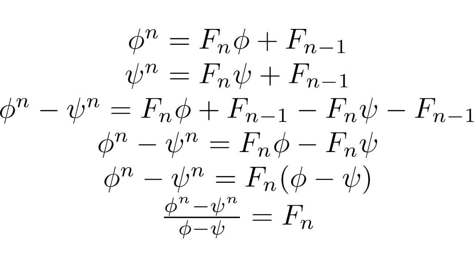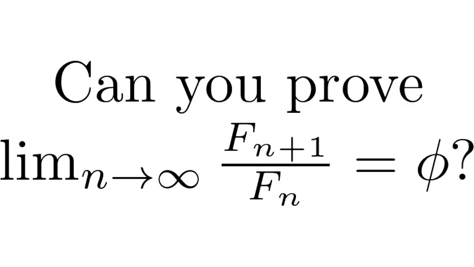Next, with a bit of algebra, we see that phi to the n minus psi to the n equals f of n all multiplied by phi minus psi. Rearranging this gives phi to the n minus psi to the n, divided by phi minus psi, equals f of n.